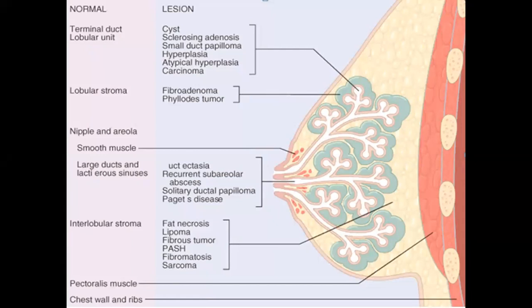So there are a number of diseases or lesions occurring in both the parenchyma, which are the ducts and the lobules, and in the same way in the connective tissue. So you may have benign lesions, you may have benign tumors, and you may have malignant tumors. One important thing which we all are aware of is that the most common and talked about pathology is breast cancer, but it is not always that a female is having a breast cancer.